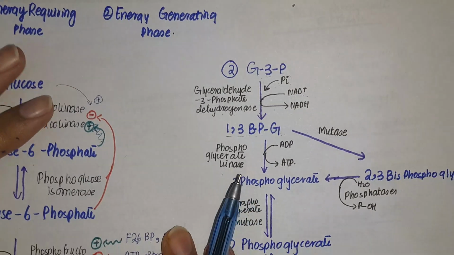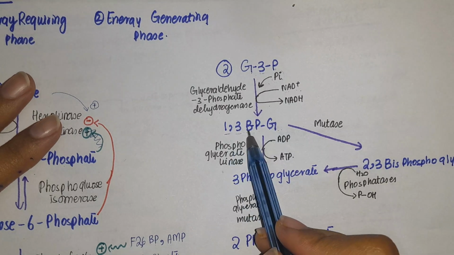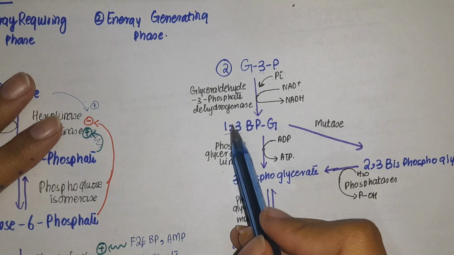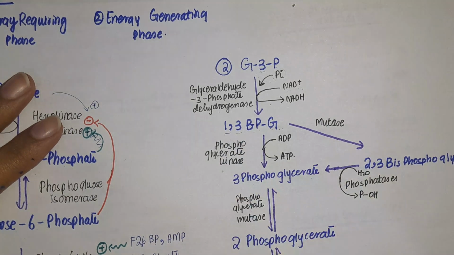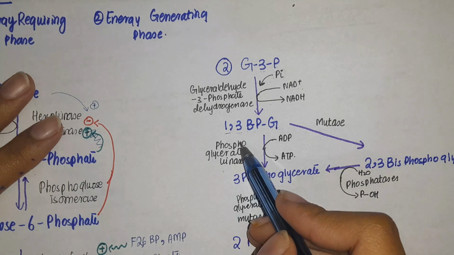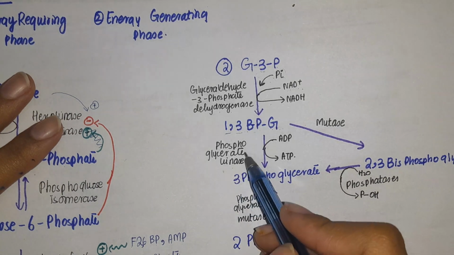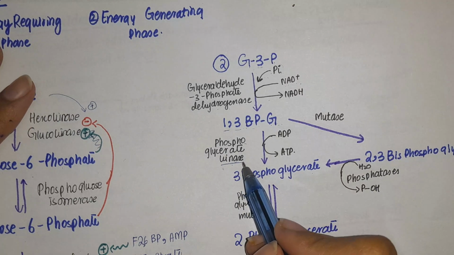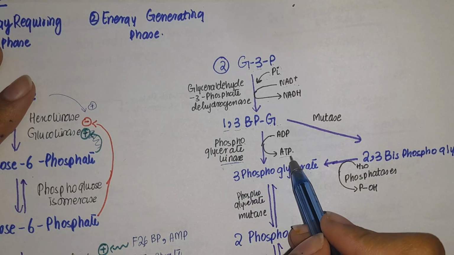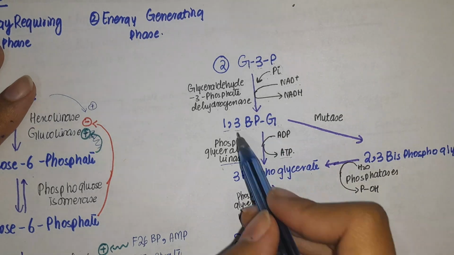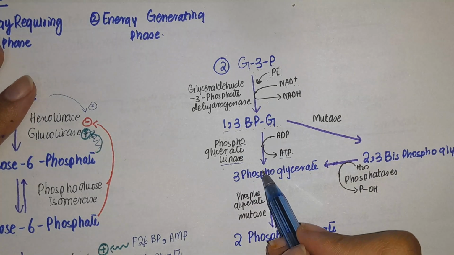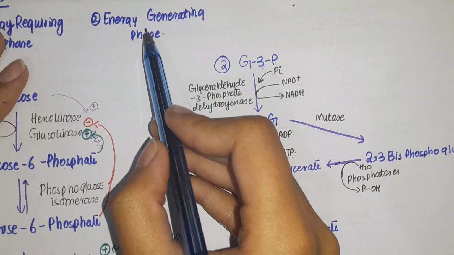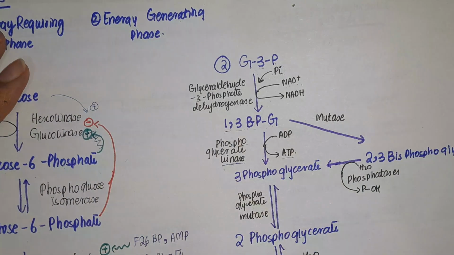Now the second thing that occurs is that this 1,3 bisphosphoglycerate will be converted into 3 phosphoglycerate. The phosphate that was added to the first position will now be removed. Which enzyme will do this? Major thing, the phosphoglycerate kinase. This enzyme is very important, because why does it have the name kinase? It has the name kinase because ATP is produced. So this reaction from 1,3 bisphosphoglycerate to 3 phosphoglycerate is the first reaction generating ATP in glycolysis. That is why it is the energy generating phase.